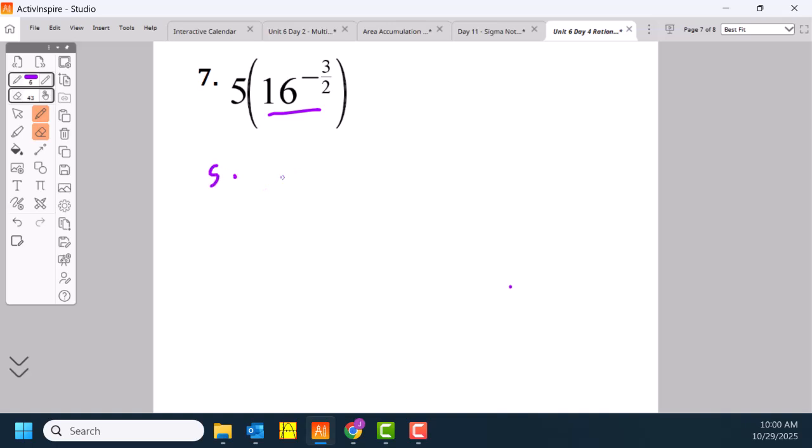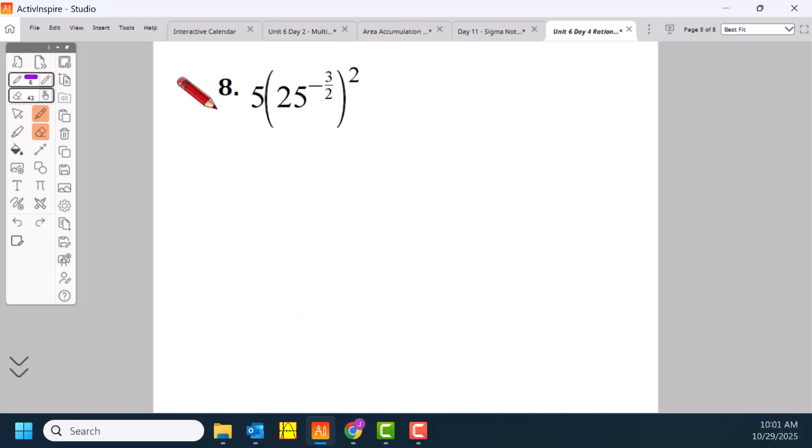So this is 5 times 1 over 16 to the 3 halves. 5 times 1 over the square root of 16 cubed. Square root of 16 is 4. 4 cubed is 64. So 5 times 1 over 64. So 5 over 64.